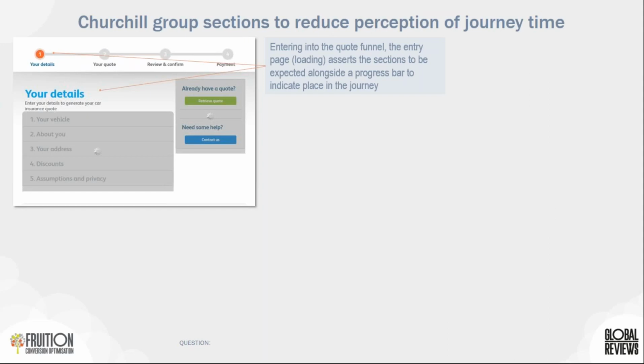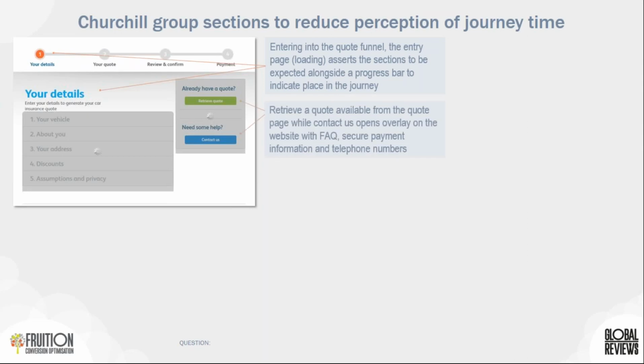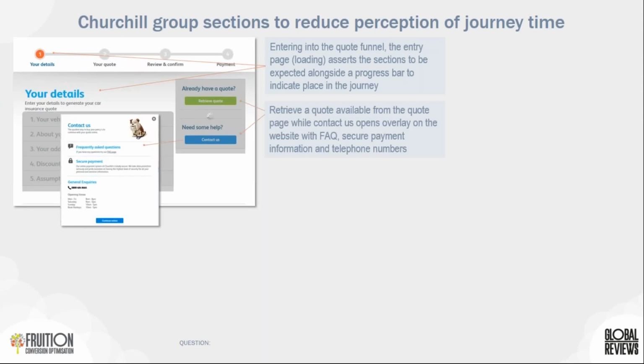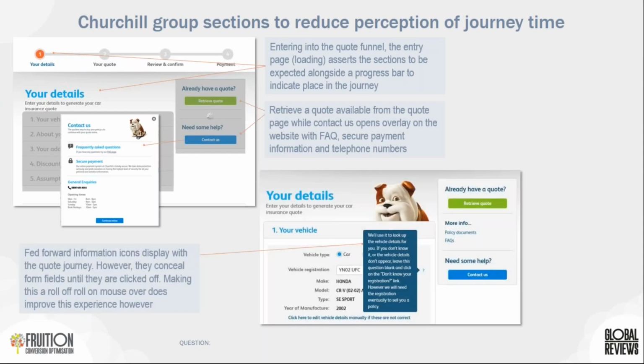They clearly show me 1, 2, 3, 4, 5, all of the different elements that are going to be included in your details. And so they are feeding forward expectations, so I know how long this is actually going to take. Retrieve a quote is available within the actual quote, and then also access to FAQs and secure payment information with telephone numbers. So that pops up as an overlay on the actual page, and for general inquiries, I can make a telephone call. They feed forward information, icon displays within the quote journey, so that helps in terms of if I have any questions.